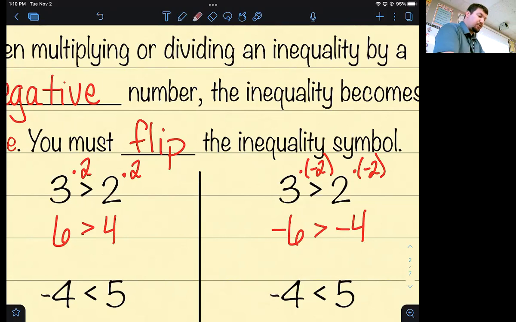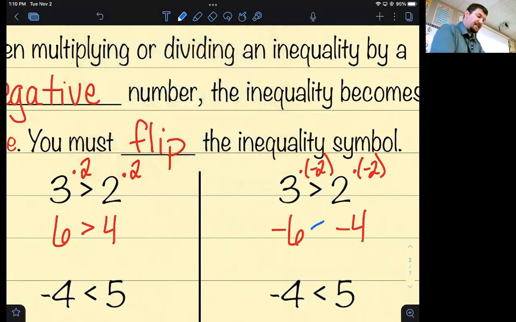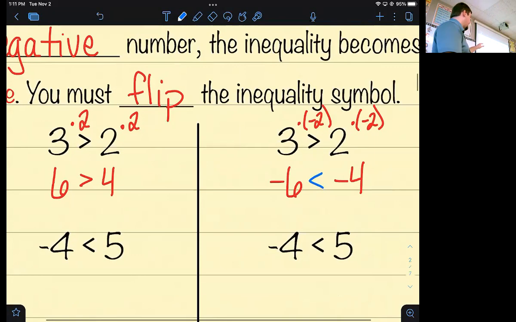So in order to make this true, I would then have to be able to click the erase button, which I'm not able to do very well in this class, and then flip that symbol so it shows that negative 4 is actually the larger number. I didn't have to do that when I multiplied by positive 2, but I do have to do it when I multiply by negative 2.